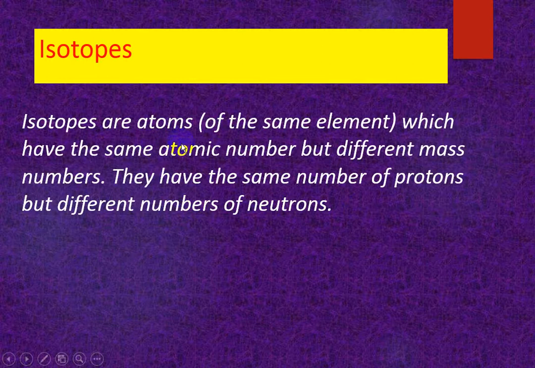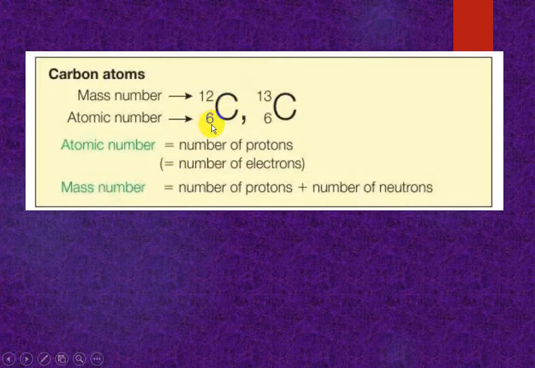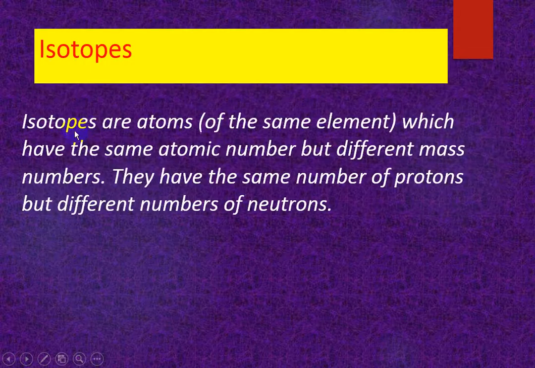Isotopes are atoms of the same element which have the same atomic number but different mass number. Carbon 12 and carbon 13 are isotopes of each other. Carbon has 3 isotopes: carbon 12, 13 and 14. They have the same number of protons but different numbers of neutrons.